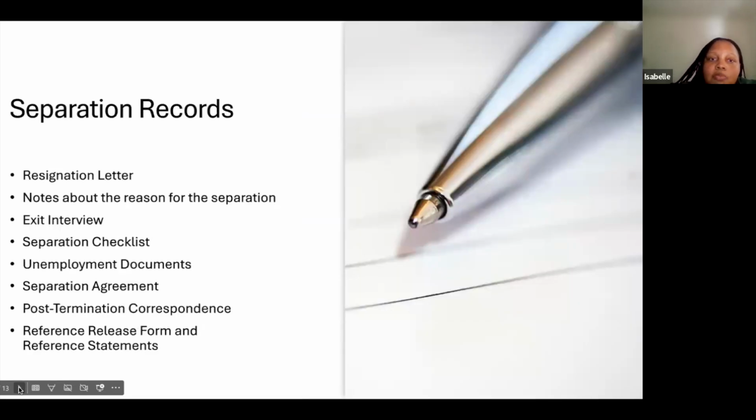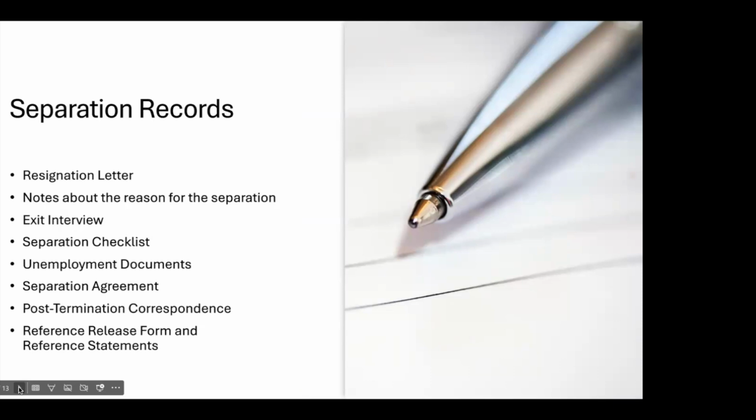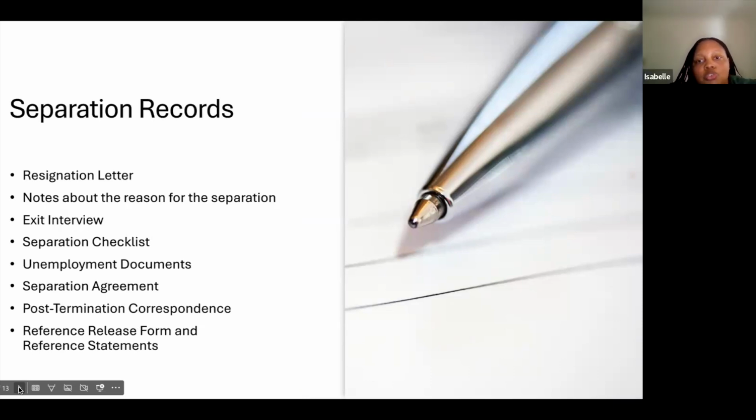Lastly, your separation records should also be in the personnel file. This includes the resignation letter or your termination letter, notes about the reason for the separation or the termination for that employee, an exit interview, and if they decline to have an exit interview, that should also be in here, a separation checklist that kind of goes over, okay, this person's last day, they got their last check, maybe they are returning equipment, if you've issued out equipment, things like that should all be in there.